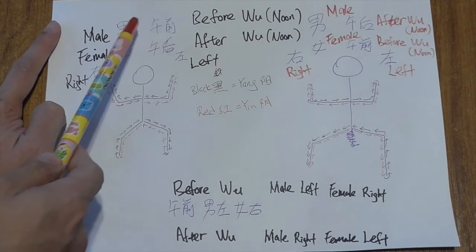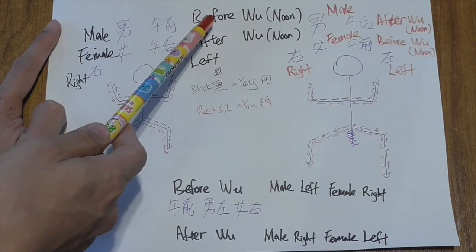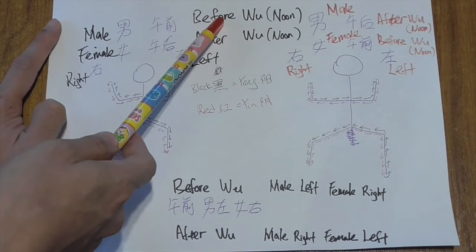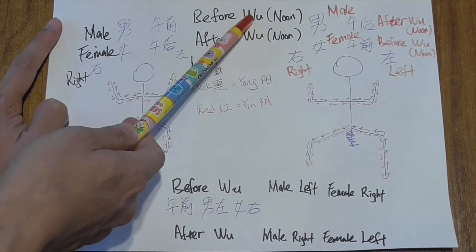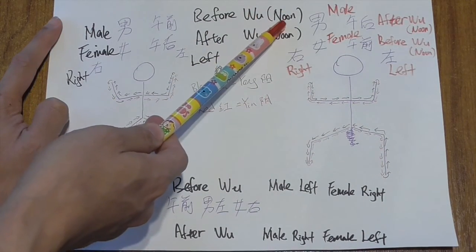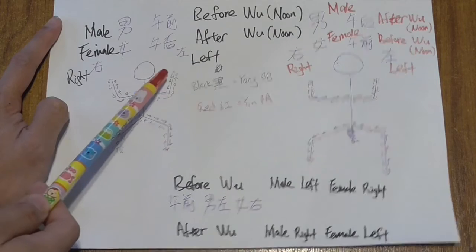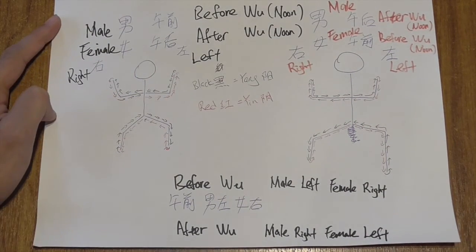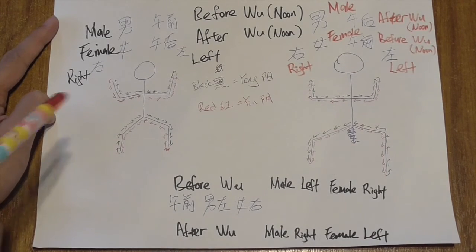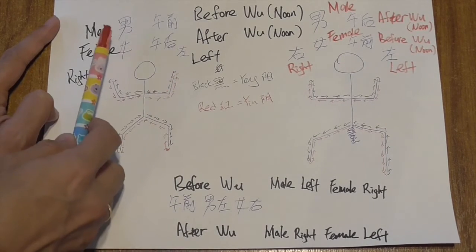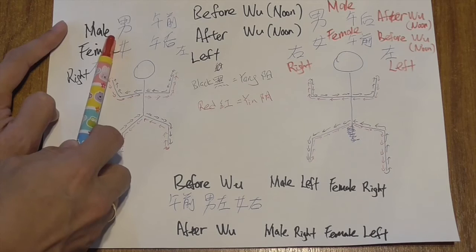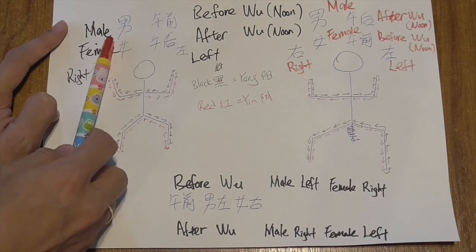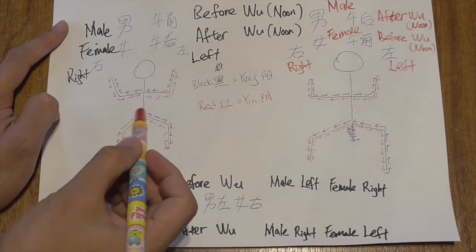Meal before 午时, before noon. Okay, it's this map. Okay. Remember we talked about male left, female right. Okay, what does it mean?